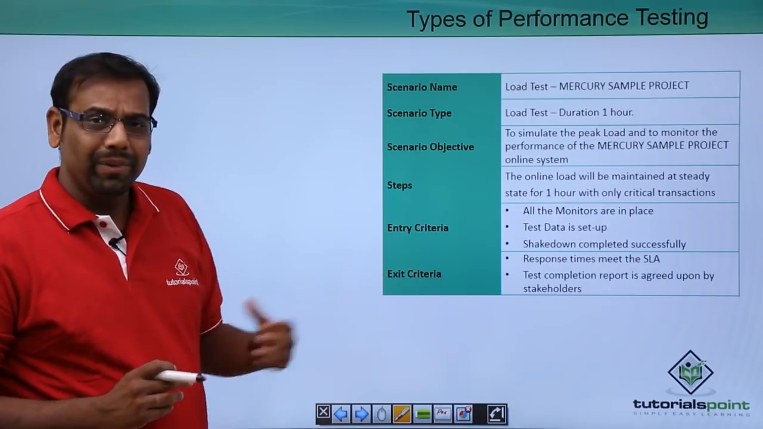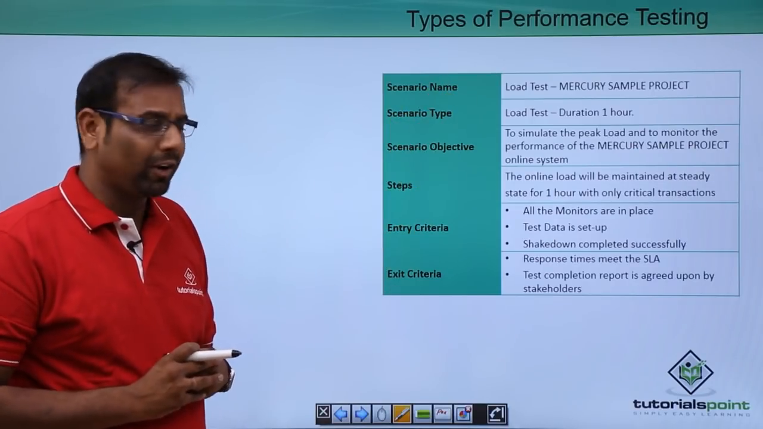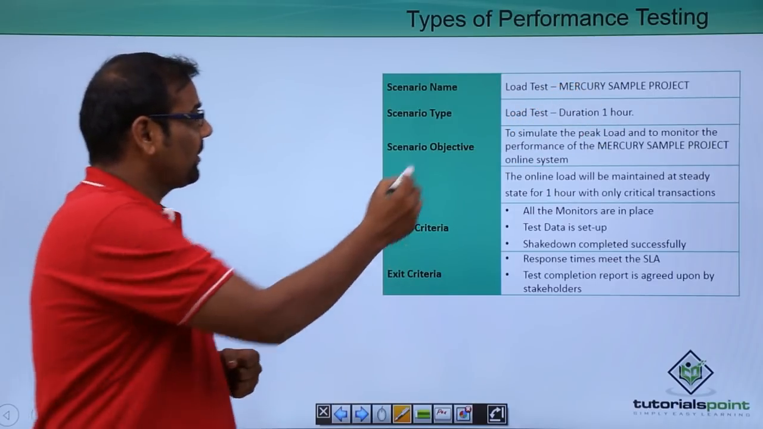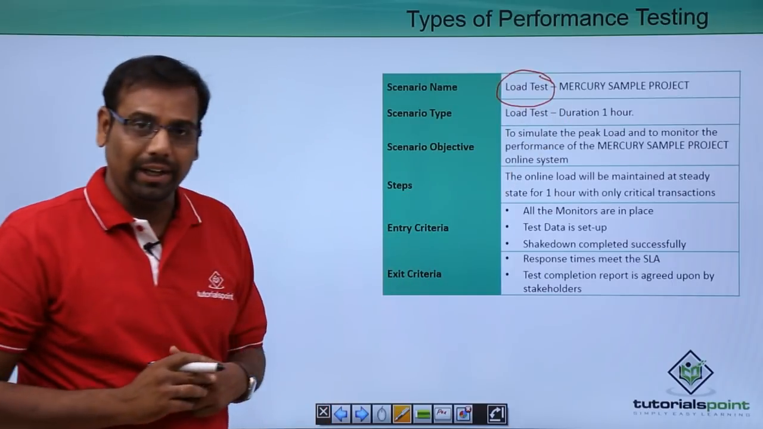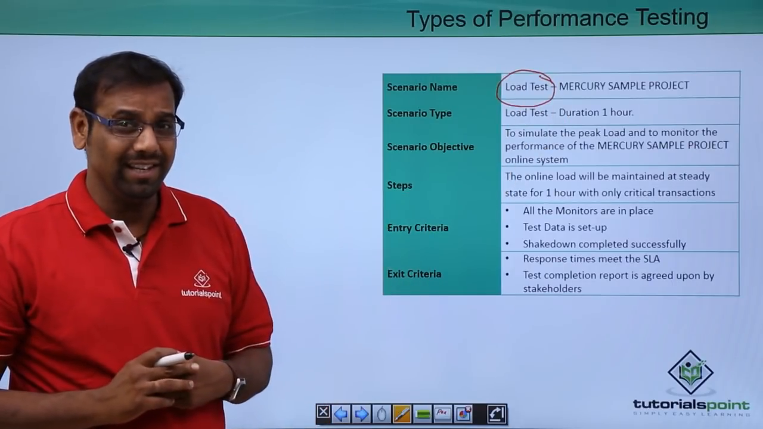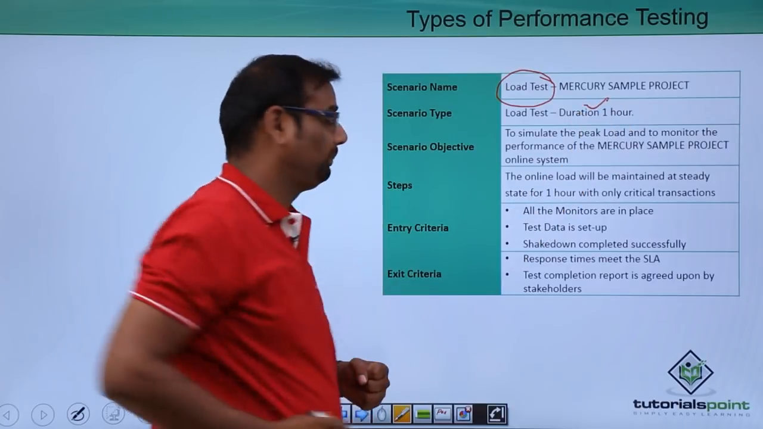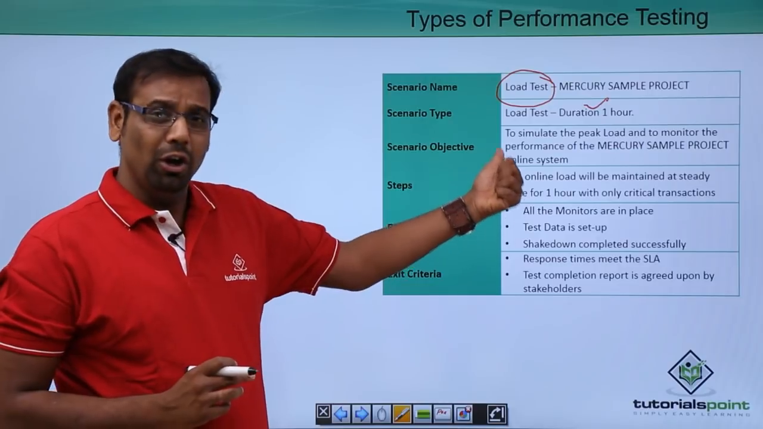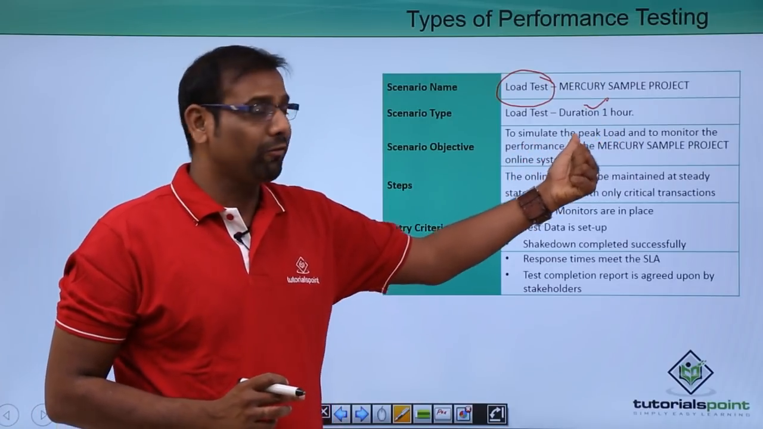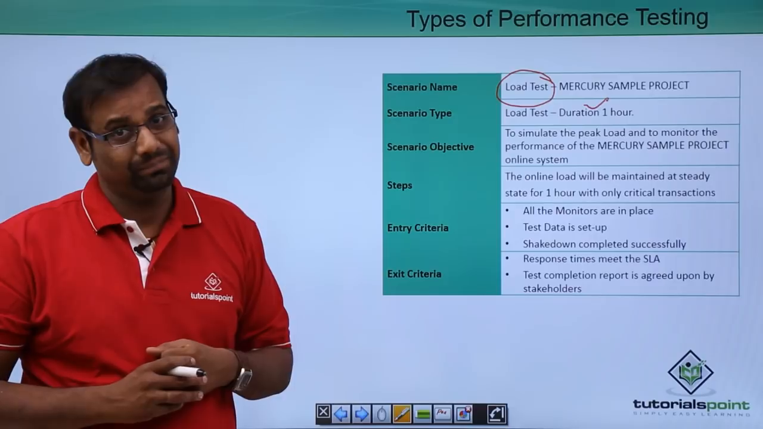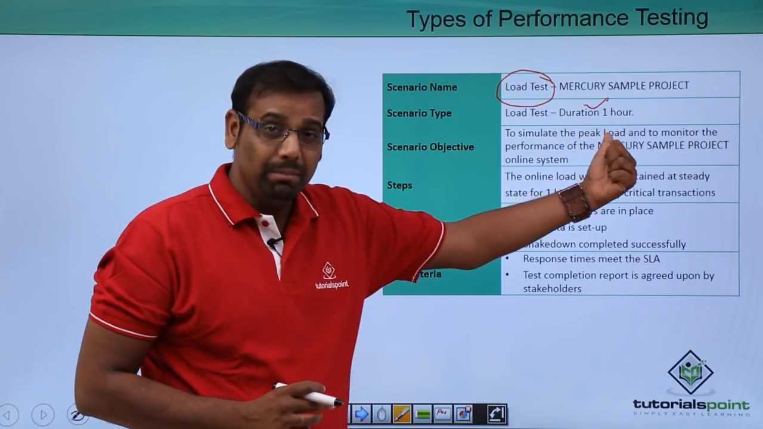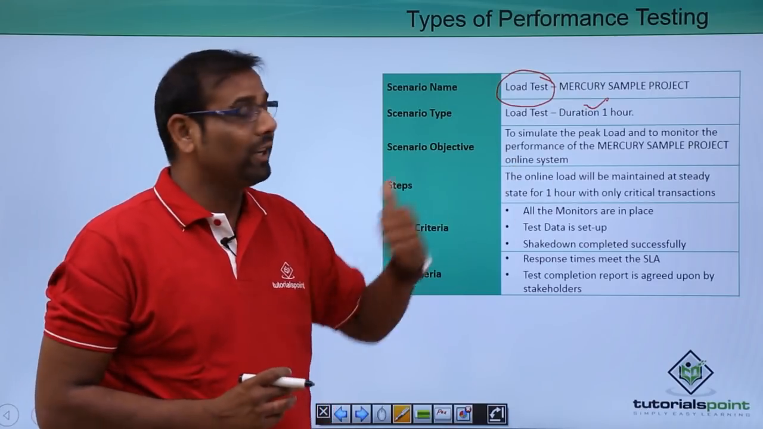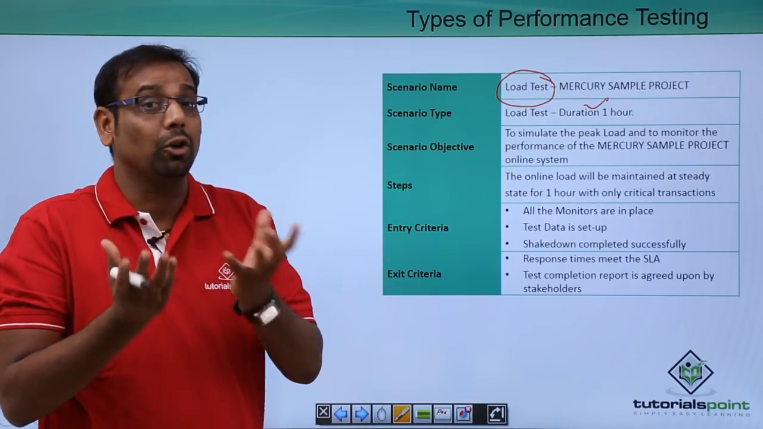Now, as you can see, I came up with this sample scenario. Let's assume our project is a Mercury project. So the test that you are doing is the load test. And what is the duration of this test? Typically, it's 1 hour. And look at the objective of the load test. What is the objective? To simulate the peak load and to monitor the performance of that particular application. So when we simulate the peak load, as in the load during the peak hour, then we will monitor the application to see whether the performance is good or bad.